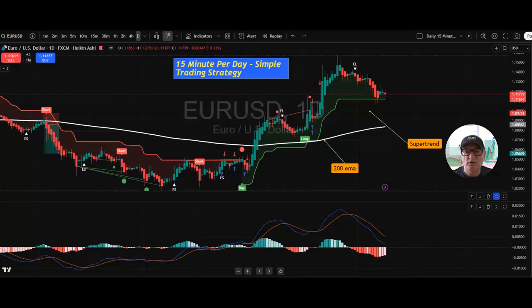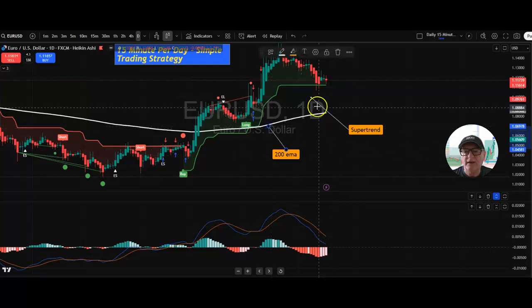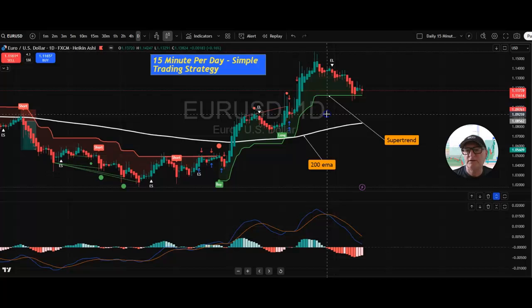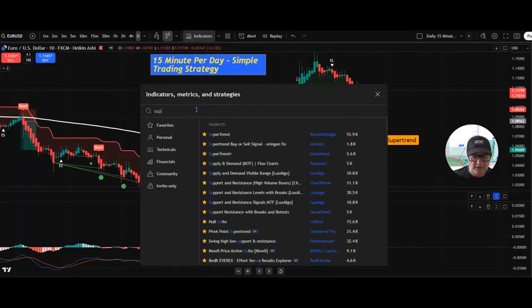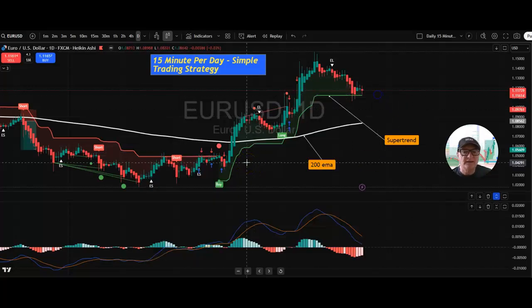So the tools that I've got on the charts today is the 200-day moving average, EMA, this white line here. And I have a super trend here. Now you can use any super trend that you wish. Just go into indicators and type in super trend, and you can choose the top one. It's the most popular one by Kivanc. And we do use special settings in the advanced pro charts, but just ignore that for the moment.